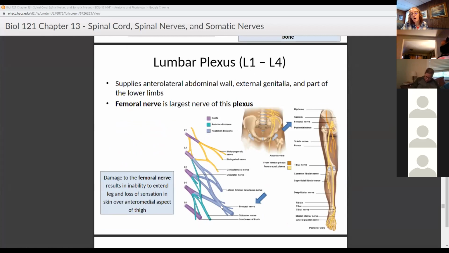Damage to this nerve. Nerves, whatever they innervate, whatever muscles they move through, whatever they pass by, they innervate. So if a nerve passes through a muscle, it innervates that muscle. Damage to the femoral nerve results in an inability to extend the leg and loss of sensation in the skin over the anterior medial aspect. Because anywhere that it passes, it's going to innervate.